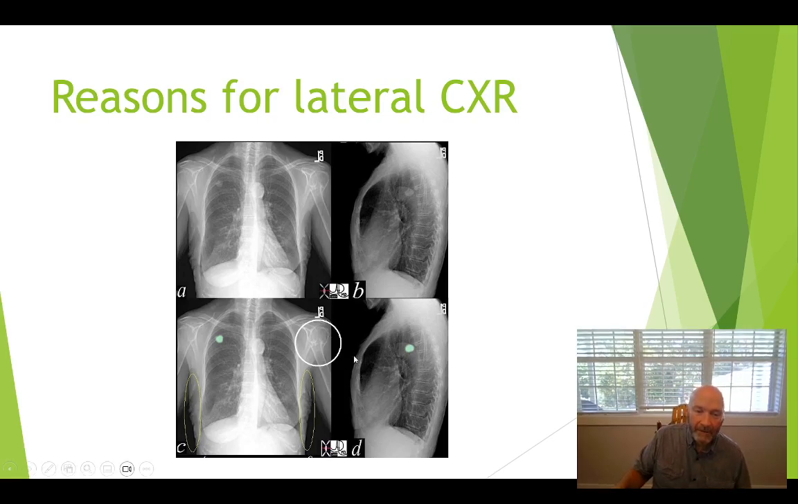This circle indicates the patient has a broken shoulder, maybe a pathological fracture. Pathological fractures are fractures that occur because of the weakening of the bone for whatever reason. Maybe it's osteoporosis, or it could be metastatic cancer in this case. So the reason we do the lateral chest X-ray is to get that three-dimensional perspective.